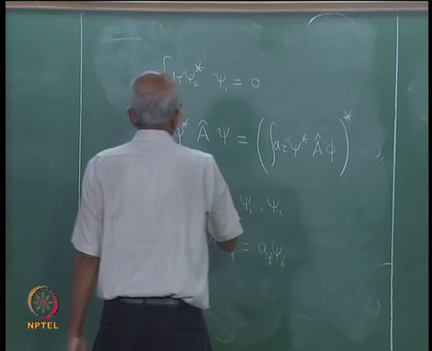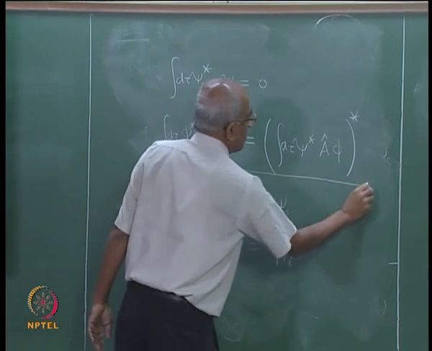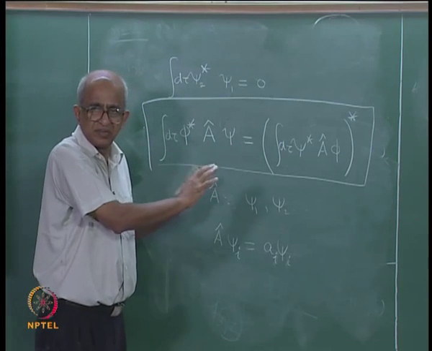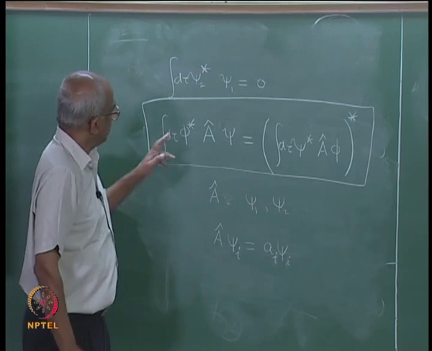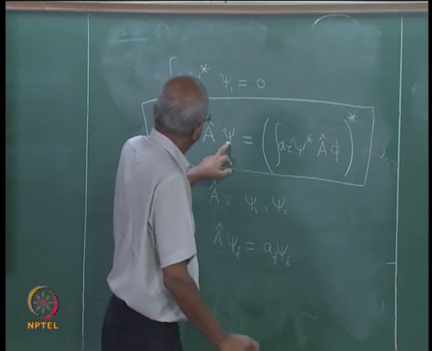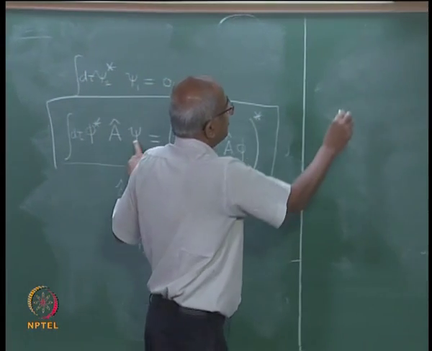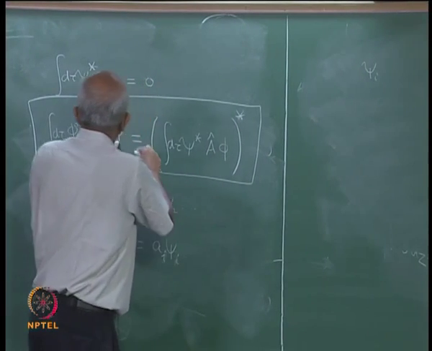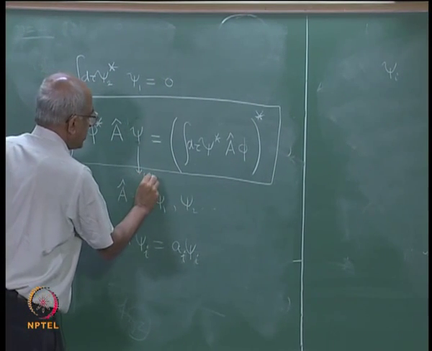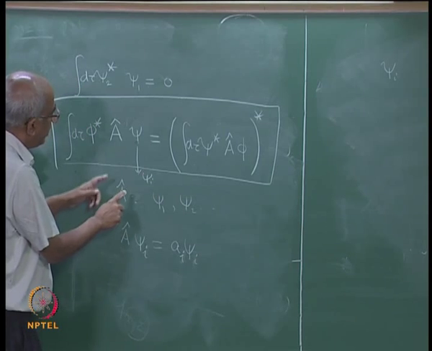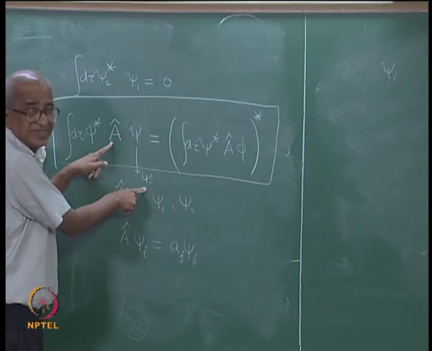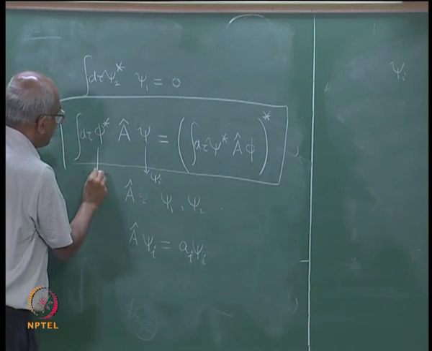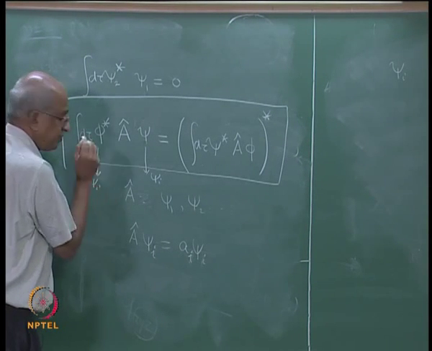Well, in this equation that I have, this is guaranteed if the operator A is Hermitian. So, in this equation, I am going to put this psi as psi subscript i, because I want to have A operating upon psi i. And this phi also I am going to identify with psi i.